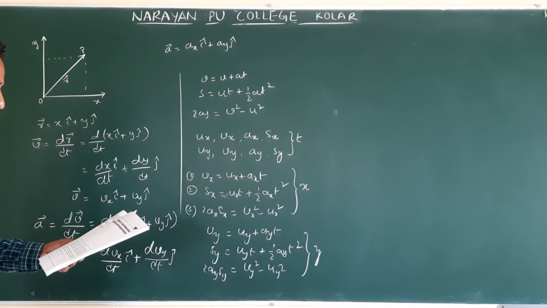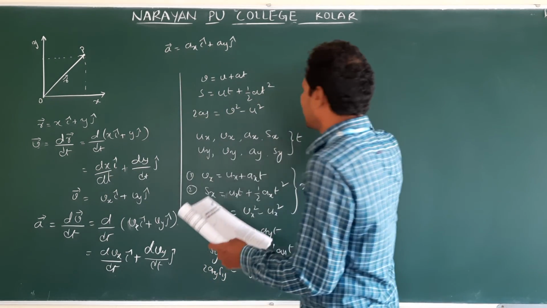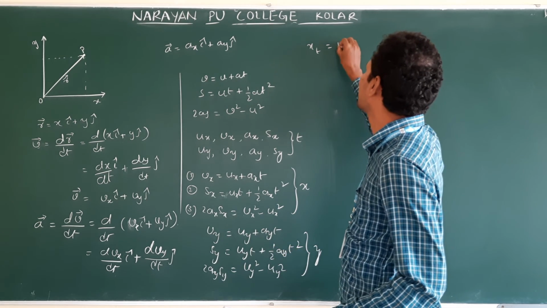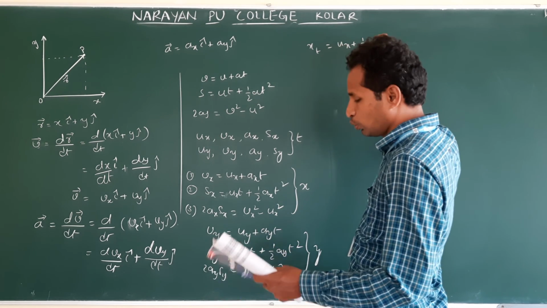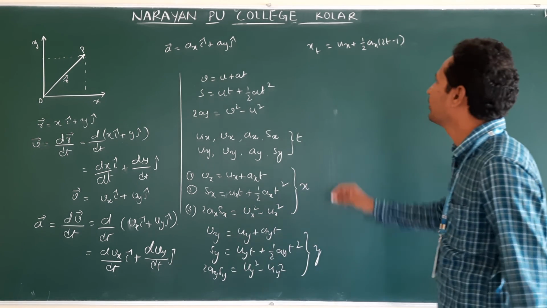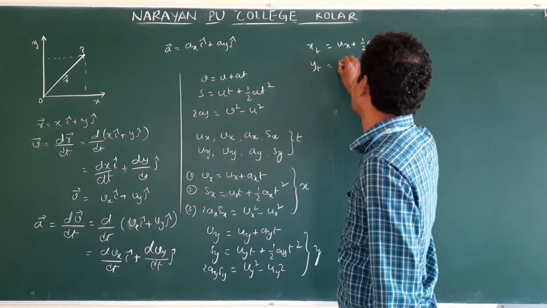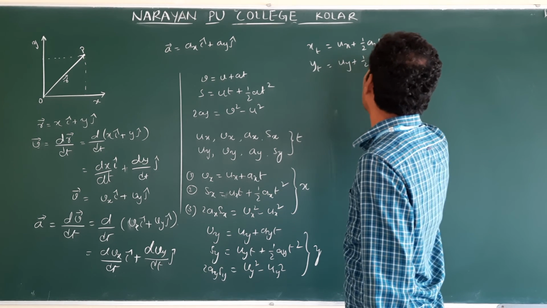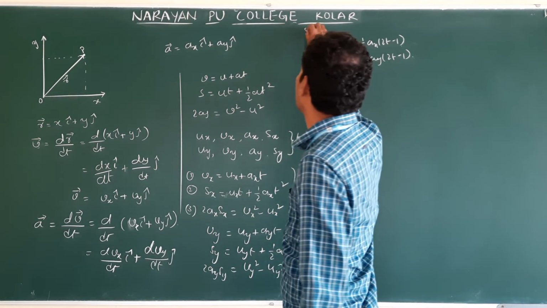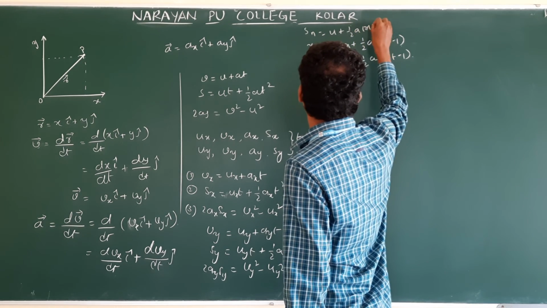They have given. Clear? And the nth second equation also given, you can take it, no problem. What is the nth second equation? What did they give? xn, displacement in the nth second, is ux plus half ax into (2n minus 1). Similarly, yn, displacement in the nth second along y direction, is uy plus half ay into (2n minus 1). Okay, this is already you have seen. Sn is equal to u plus half a into (2n minus 1).